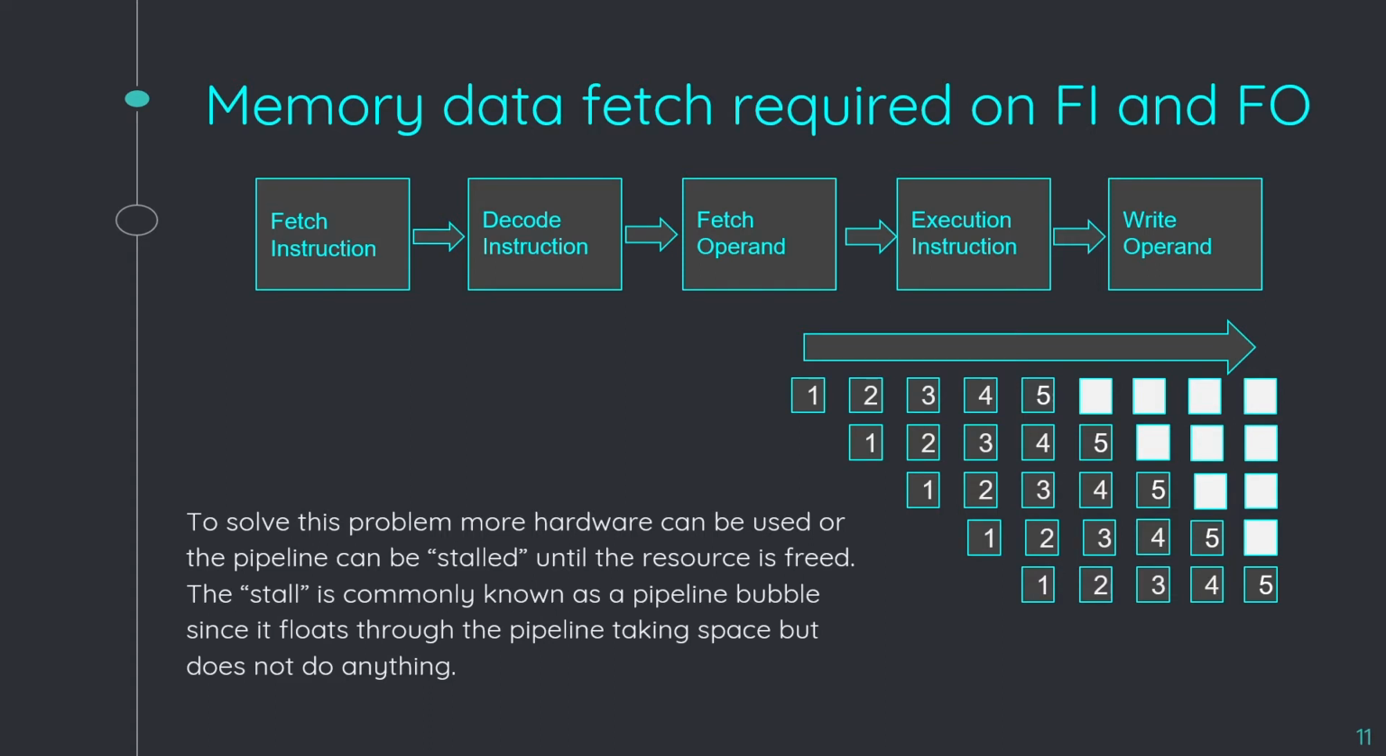And to solve this problem, there are two ways. The first is to add more hardware to your computer. The second way is to stall the pipeline till the resource is free. This stall is commonly known as a pipeline bubble, since it floats through the pipeline taking space but does not do anything.